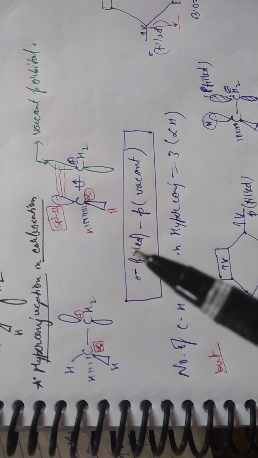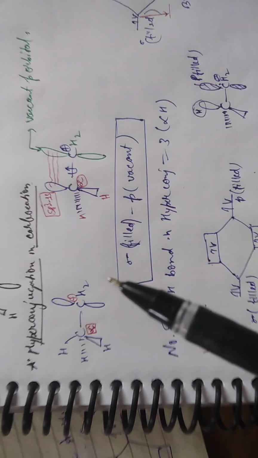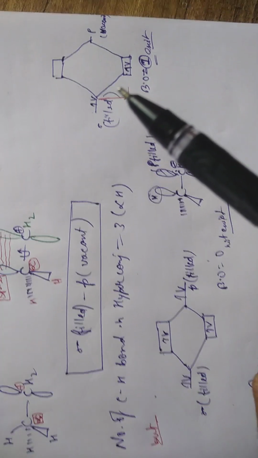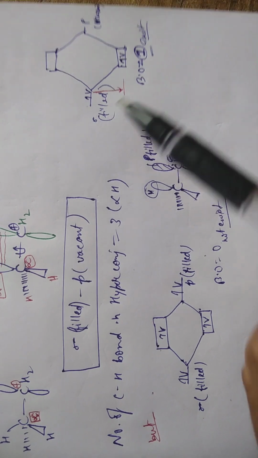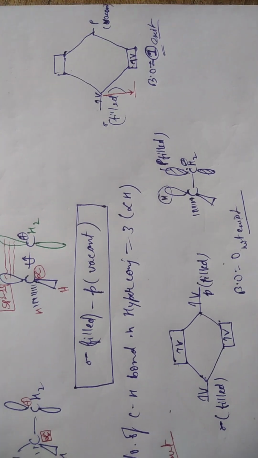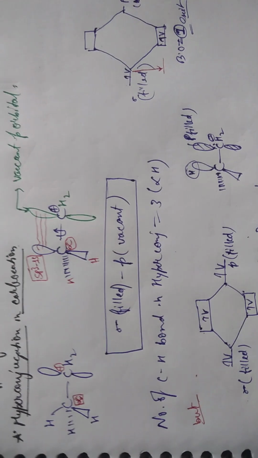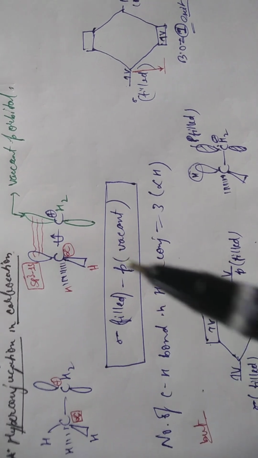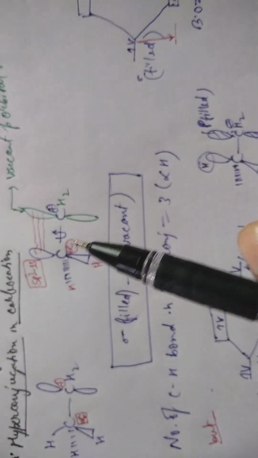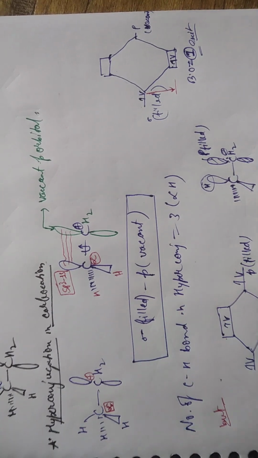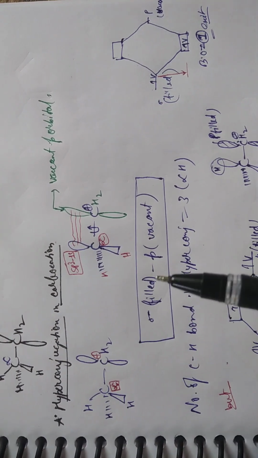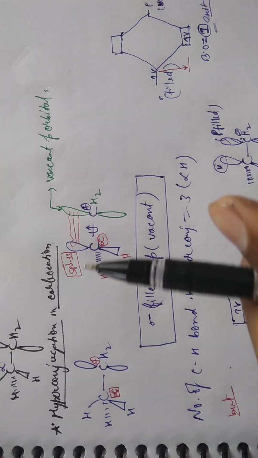between the vacant and the filled orbital. This is explained by MOT. When a bond is formed, VBT doesn't explain much about hyperconjugation, but MOT will explain it. Just by VBT you will not be sure whether this hyperconjugation is going to happen or not.